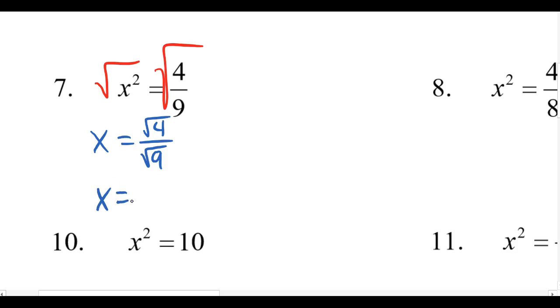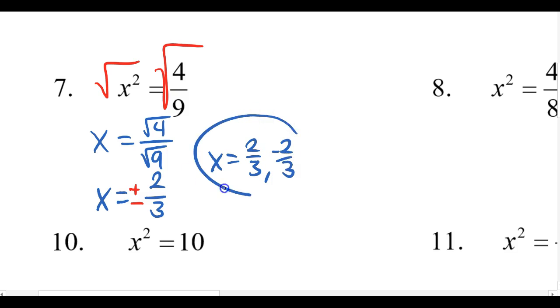So we know the square root of 4 is 2, the square root of 9 is 3. But again, don't forget that it could be both plus and minus. So then our answer would be x equals plus 2 over 3, or positive and negative 2 over 3. Okay, let's go to number 9.